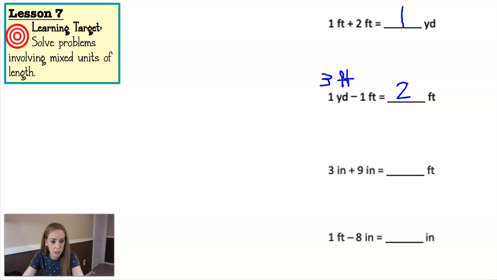Okay, same thing down here. If I have 3 inches plus 9 inches, careful with your math. That's sometimes where kids trip up, is they just make silly math mistakes. But that would be 12 inches, okay? And that just equals 1 foot. Same thing here. If I have 1 foot and I need to have the answer in inches, then I can make this 12 inches instead of a foot. Subtract 8, and I would have 4 inches left.